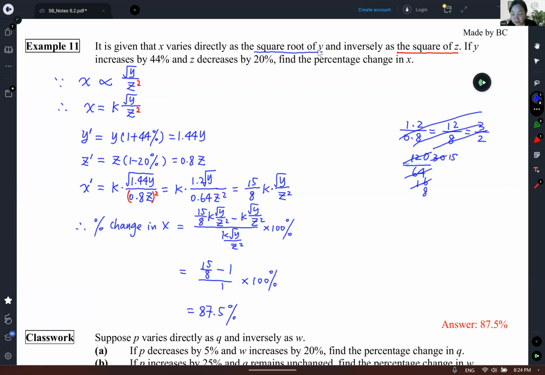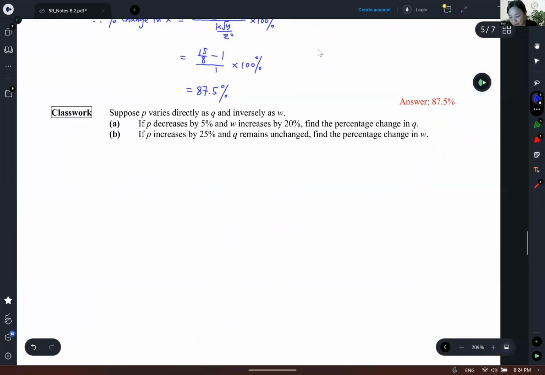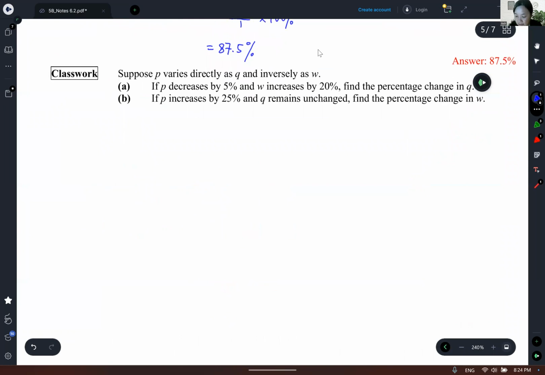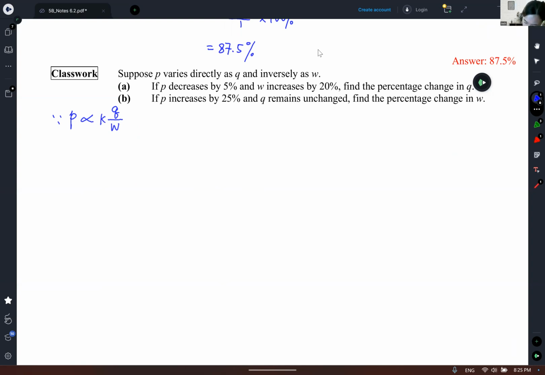Let's go straight to the classwork. In the classwork, suppose P varies directly as Q and inversely as W. It's a joint variation. Oh, sorry, there's no K. Why do I do that? In the symbol, you don't write K. In the equation, you write K. Therefore, P equals K times Q over W.